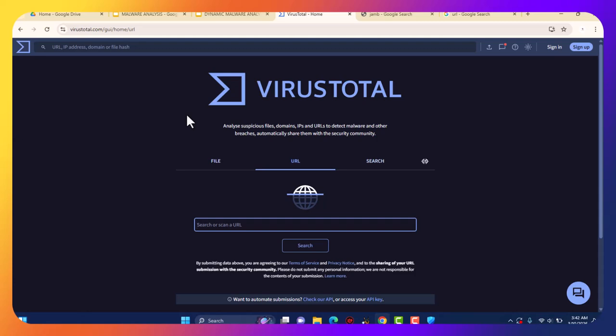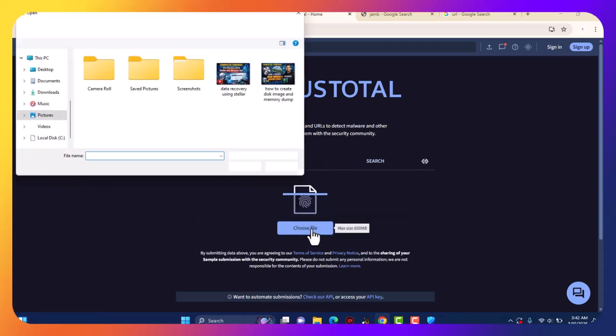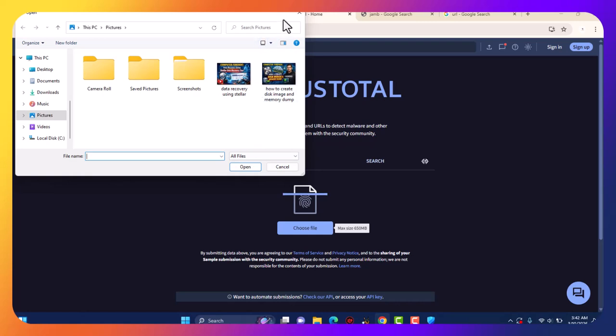So you click on choose a file. When you click on choose a file, it will open your system. This tool is for analysis, to analyze if a link or a file contains malware. So now we want to use a file.